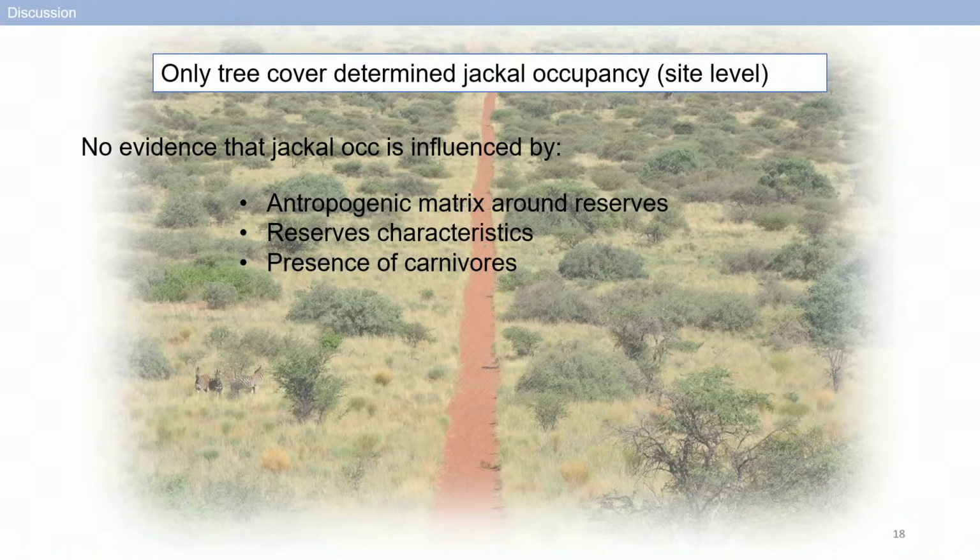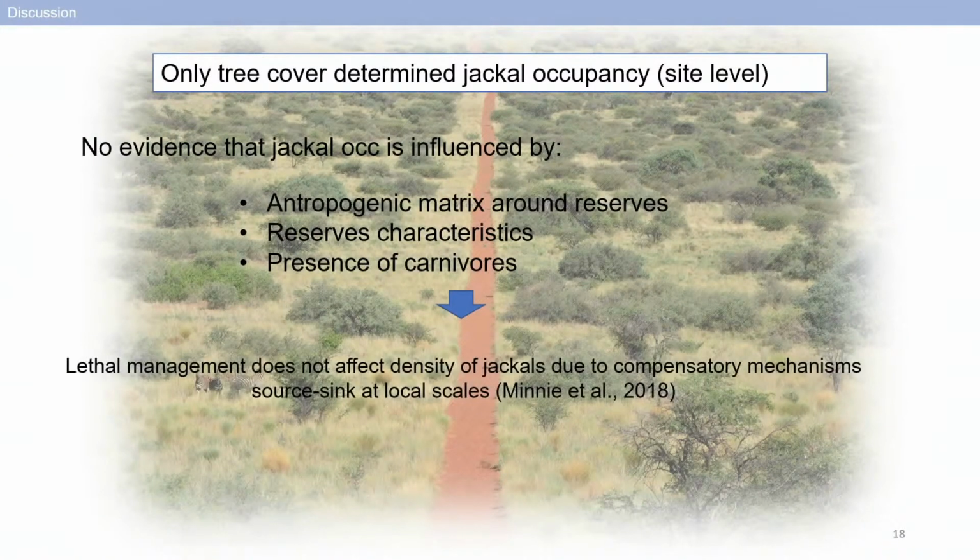There was no evidence of jackals being influenced by the anthropogenic matrix, as we thought. If jackals really prefer to go around the matrix, that could suggest that, for example, areas or reserves surrounding more anthropogenic landscape will be more occupied. But we didn't find any. The reserve characteristics showed nothing, and the presence of carnivores was also surprisingly not important as a driver of jackal occupancy.